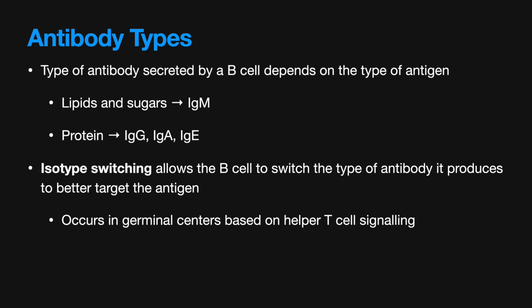I mentioned a couple of antibody types already, so you may be wondering what antibody types do what. The type of antibody produced by a B cell largely depends on the type of antigen that it wants to target. For example, lipid and sugar targets bind best to IgM, while proteins bind best to IgG, IgA, and IgE. During the immune response, isotype switching allows the B cell to change what type of antibody it is producing. This process occurs in the germinal centers of lymph nodes, under the guidance of helper T cells.